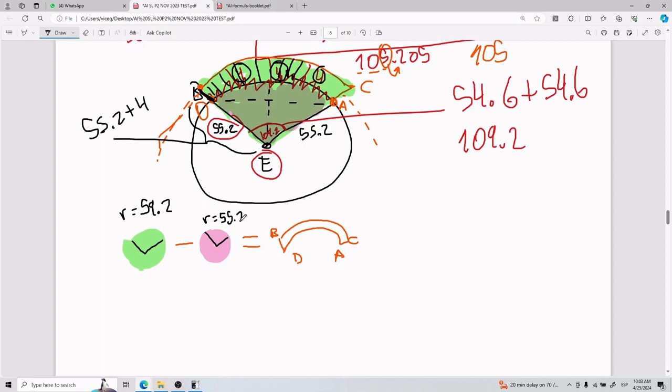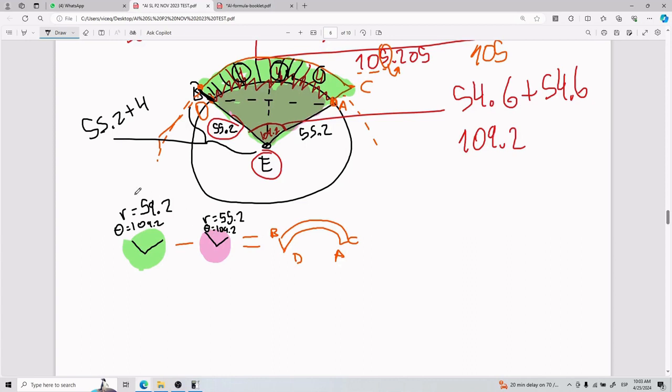Now, because they are the same arc, just that one of them is bigger than the other, right? The angle that we're going to be using is the same. 109.2 and 109.2. All right, guys, I know this is a little bit confusing, but this is probably as clear as I can get, okay?